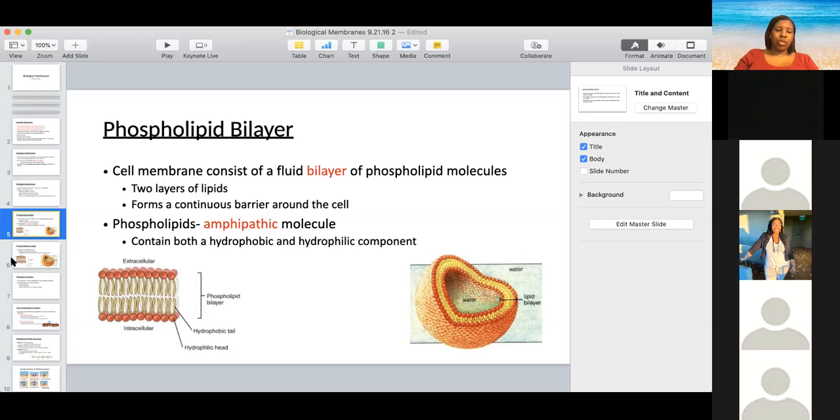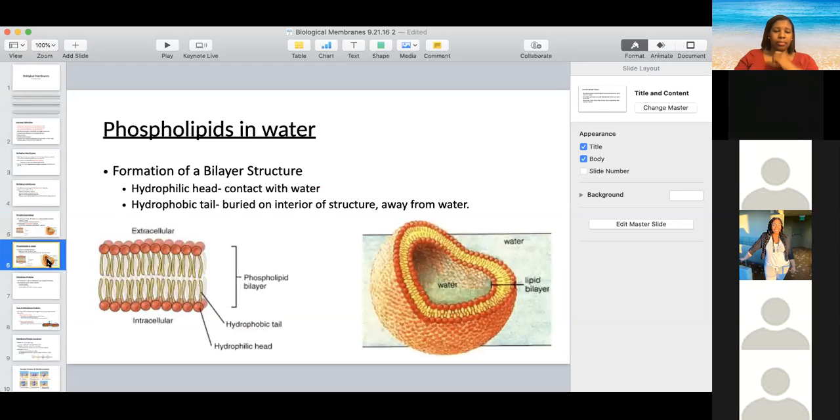Structurally, this amphipathic molecule has the two regions that I just mentioned. The formation of this barrier, this bilayer, is two layers of lipids. A phospholipid molecule, write this down, has two parts. It has a head and it has a tail. This is a single phospholipid.